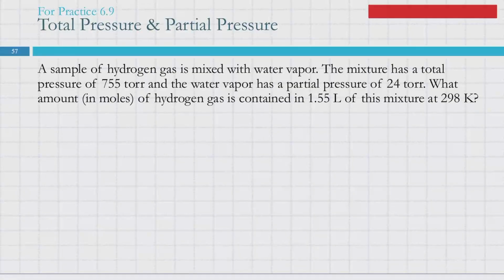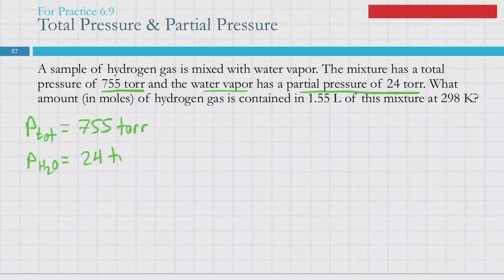So we've got a bunch of numbers that are given to us. It would be helpful probably to label them. So the first thing that we are given is this 755 torr. That's our total pressure. So P sub TOT, 755 torr. And our water vapor has a partial pressure of 24 torr. So our P sub H2O is 24 torr.